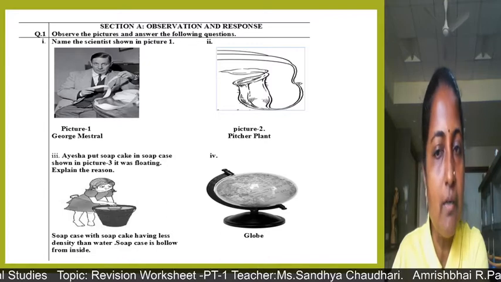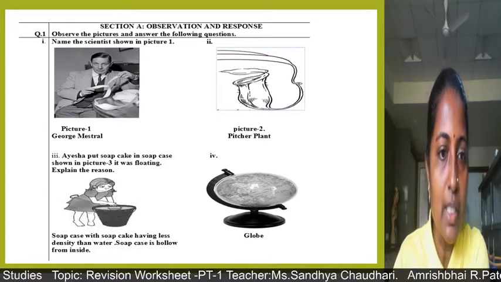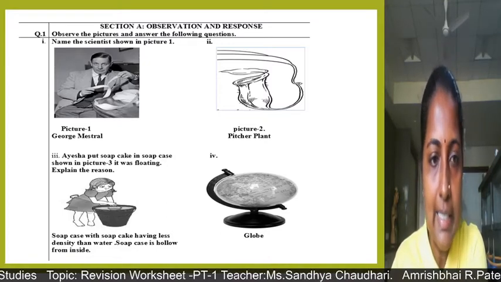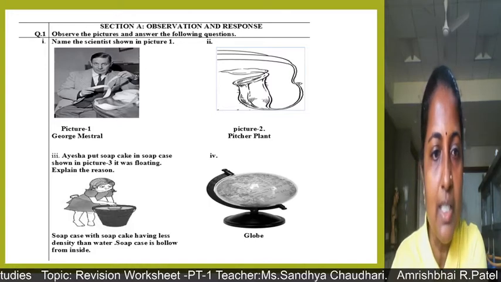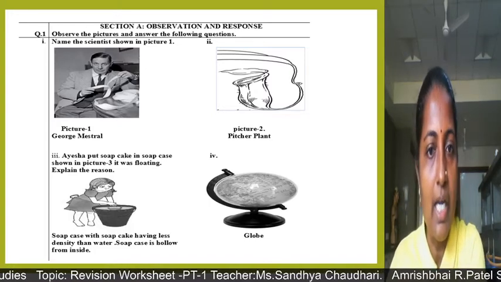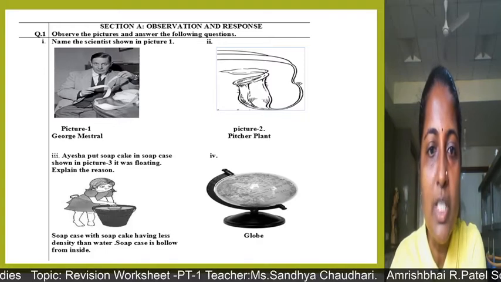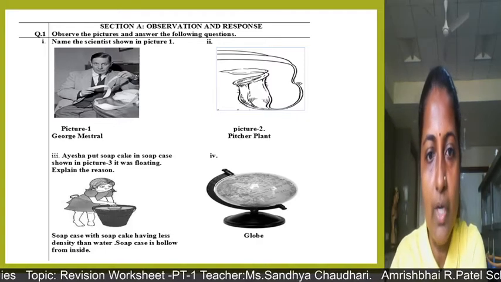So we have to explain the reason for that in one sentence: the soap case with soap cake has less density than water. The soap case is hollow from inside. And in fourth question, a globe is shown. So you have to write only globe.